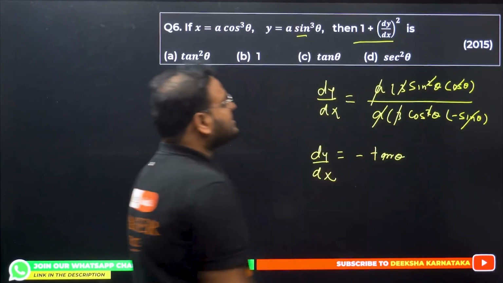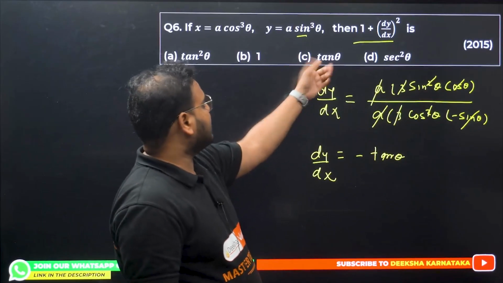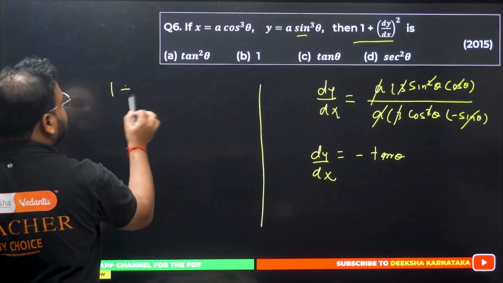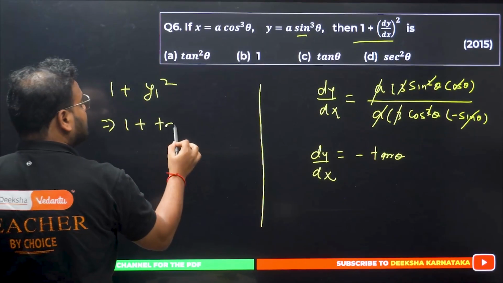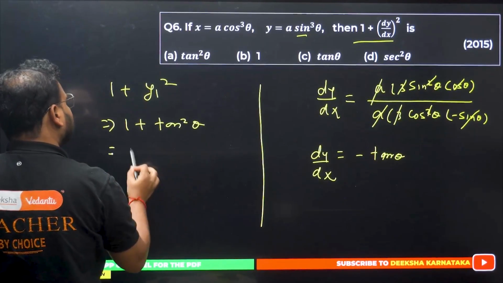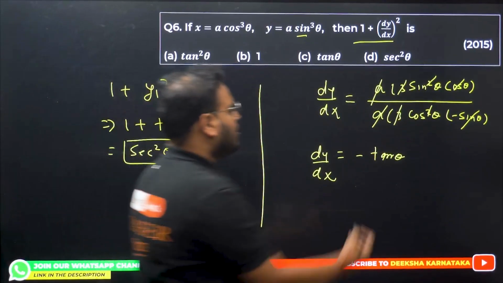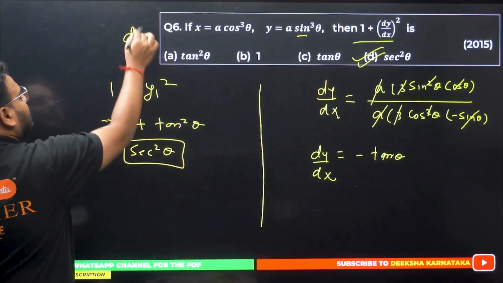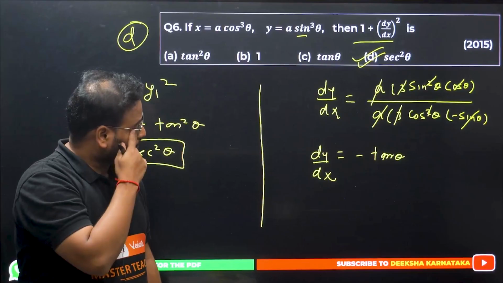Are they asking us this? No. They might give you an option like this. Please check minus tan, so you can get the answer. What are they asking? They're asking us 1 plus this derivative, the square. 1 plus the square of this will become tan square theta. What is the answer? Sec square theta is my final answer. Option D is correct. Okay, have a look.